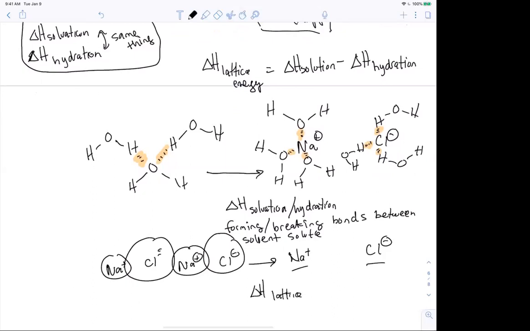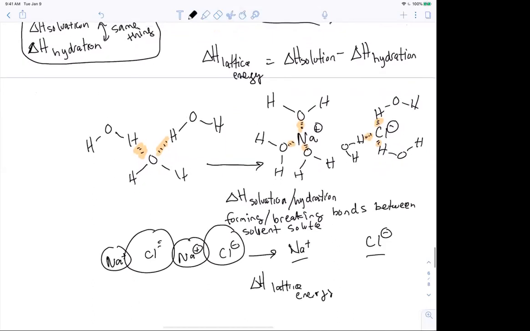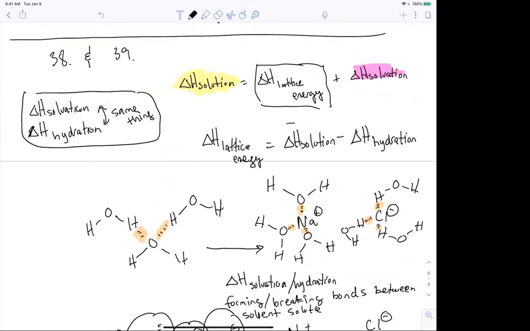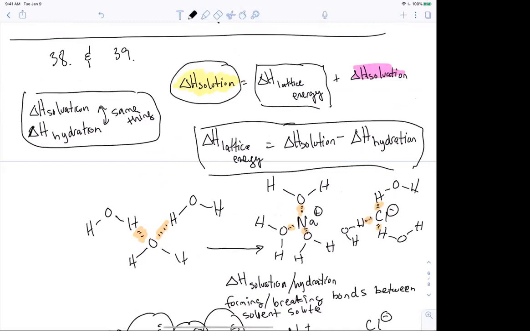And so what you're computing when you're doing this delta H of solution is, okay, here we had to solve for the lattice energy, which is part of the same thing. But when you're talking about delta H solution, you're talking about the enthalpy associated with breaking up a crystal and the enthalpy associated with forming and breaking bonds.